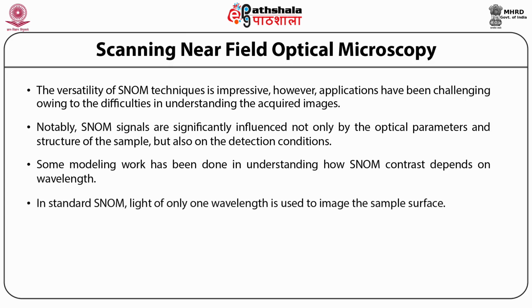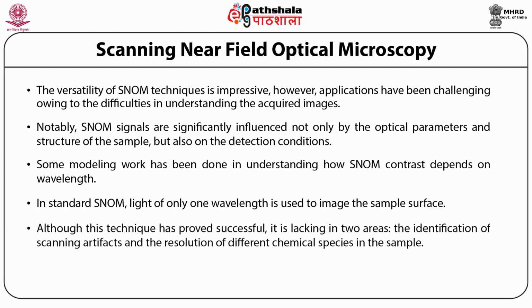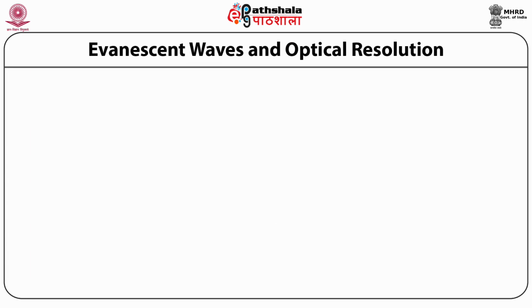In standard SNOM, light of only one wavelength is used to image the sample surface. Although this technique has proved successful, it is lacking in two areas. First, the identification of scanning artifacts, and secondly, the resolution of different chemical species in the sample. We next discuss the evanescent waves and optical resolution.